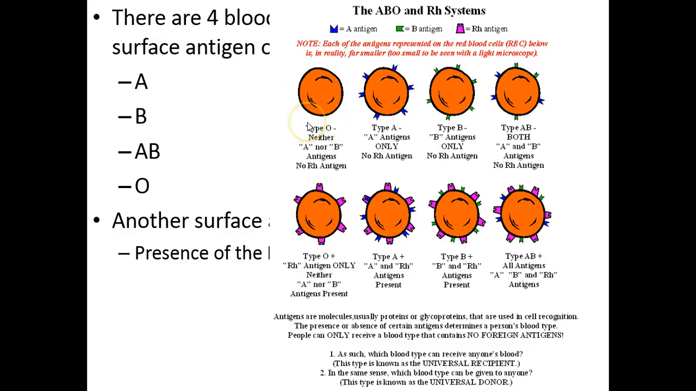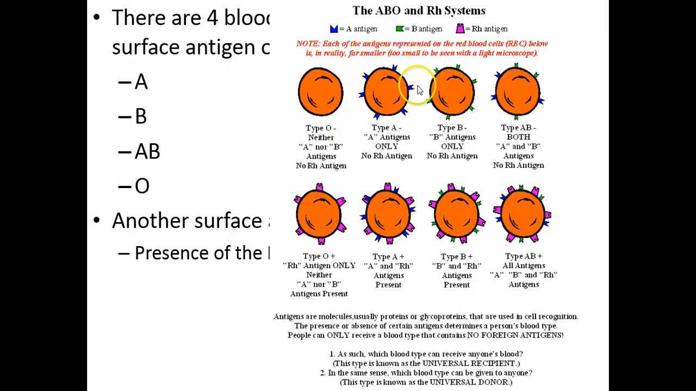An O negative person means they do not have A or B antigens, that's what the O part means, and the negative portion means they do not have the Rh antigen. Down here, this one is Rh positive, but it does not have the A and the B. That means that it is O positive, because of the fact that it does not have A and B, but it does have the rhesus.